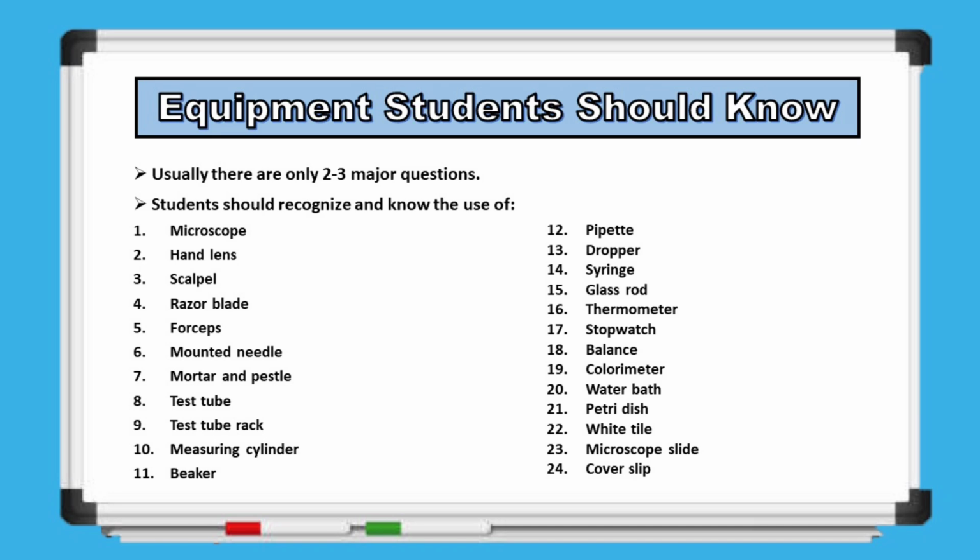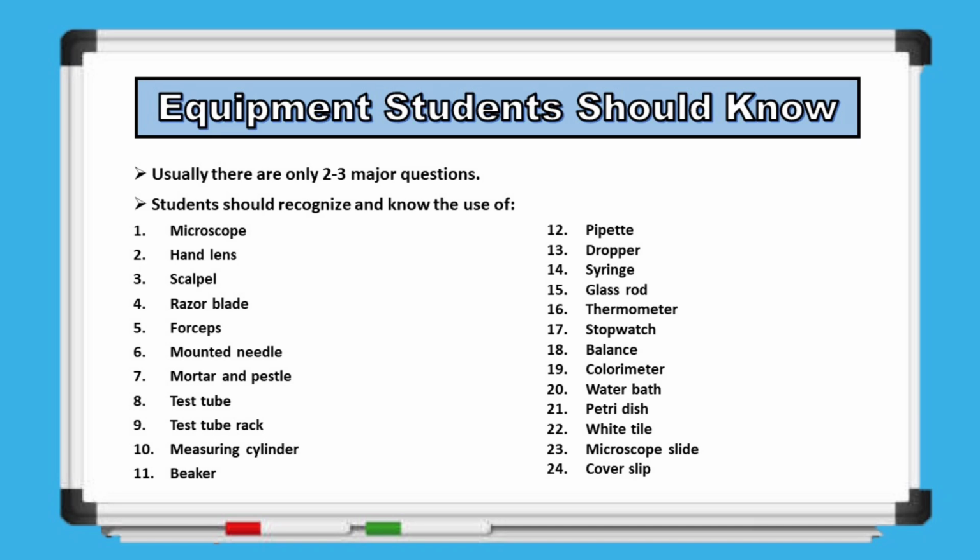The common laboratory equipment you need to remember includes the microscope, hand lens, scalpel, razor blade, forceps, mounted needle, mortar and pestle, test tube rack, measuring cylinder, beaker, pipette, dropper, syringe, glass rod, thermometer, stopwatch, balance, colorimeter, water bath, Petri dish, white tile, microscope slide, and cover slip. Now let's understand the purpose of each one.